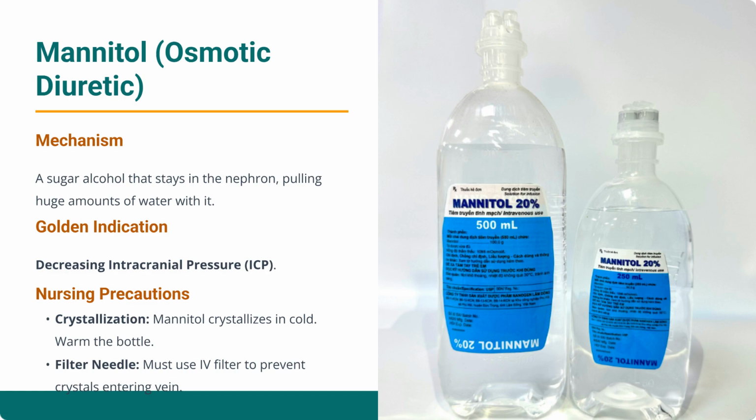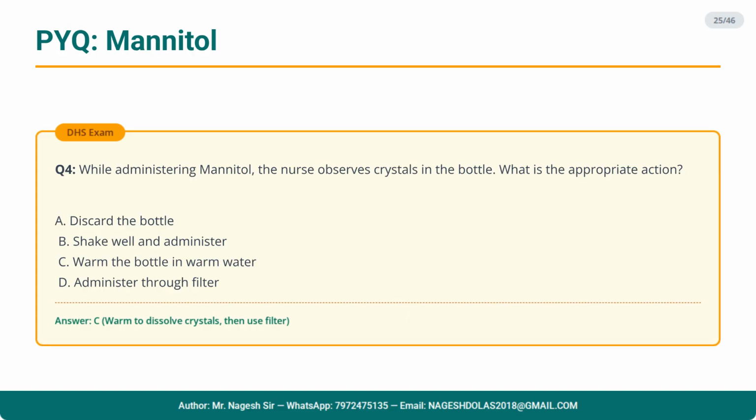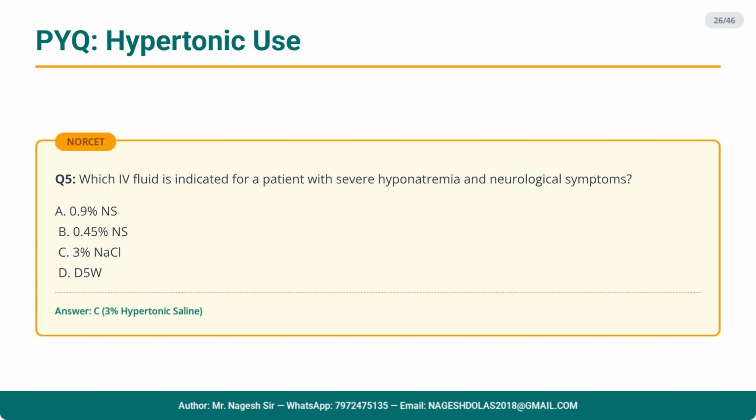Mannitol is an osmotic diuretic that pulls large amounts of water with it, making its golden indication decreasing intracranial pressure. Nursing precautions include warming the bottle if crystals form and always using an IV filter. If crystals are observed in a mannitol bottle, the appropriate action is to warm the bottle in warm water to dissolve them. The IV fluid indicated for a patient with severe hyponatremia and neurological symptoms is 3% sodium chloride, which is a hypertonic fluid.